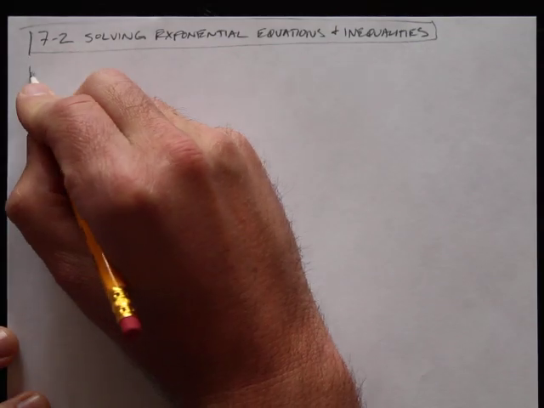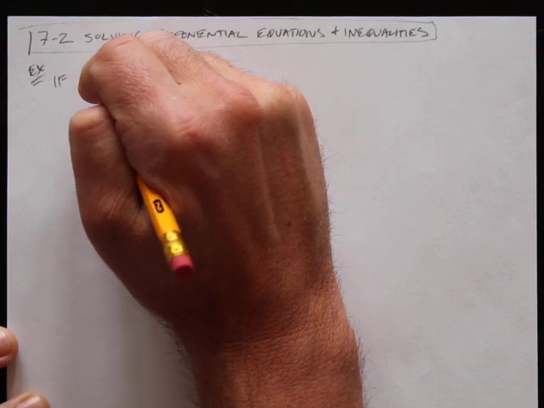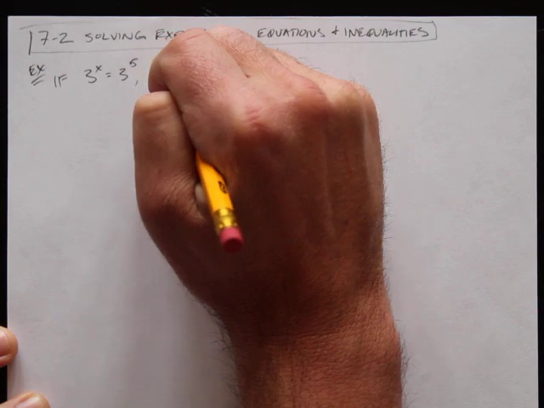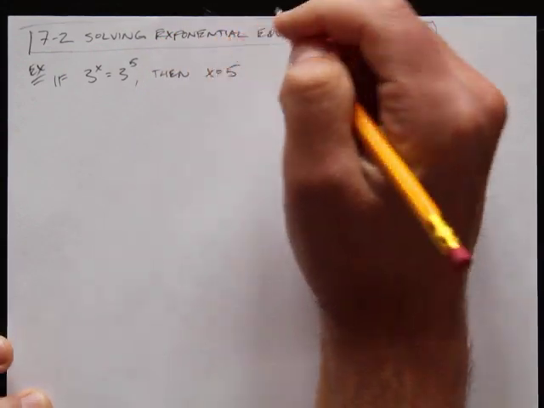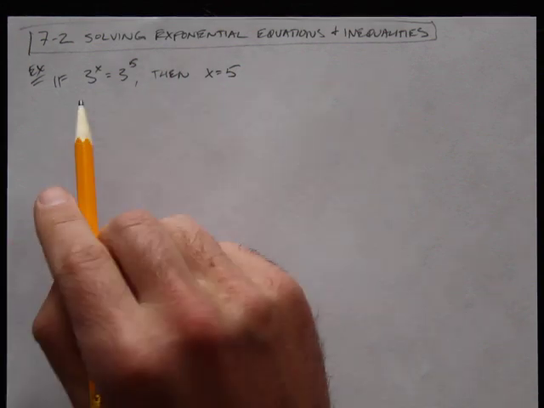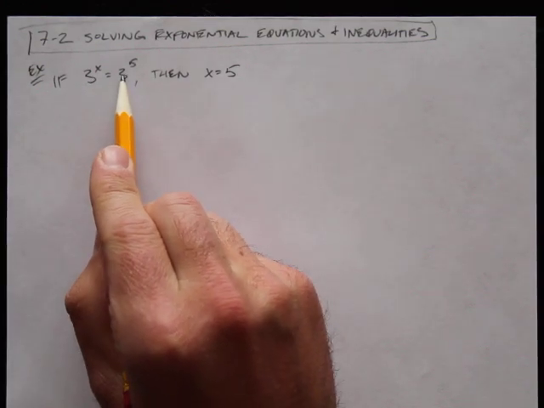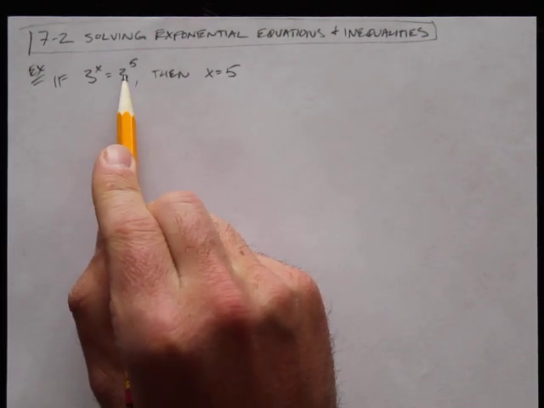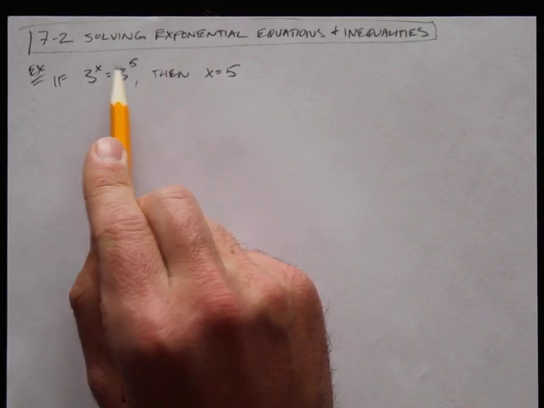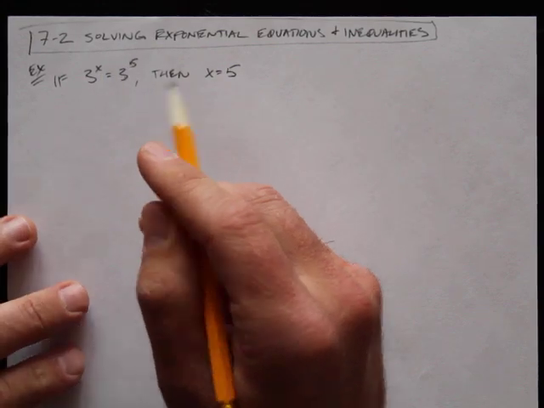So here is my example I'm going to start with. If 3^x equals 3 to the 5th power, then x equals 5. And so what I mean by that is that if the base is the same, you can just ignore the base, and you can look at just the exponents, and you can solve your equation by using the exponents. Let's see what I'm talking about here.